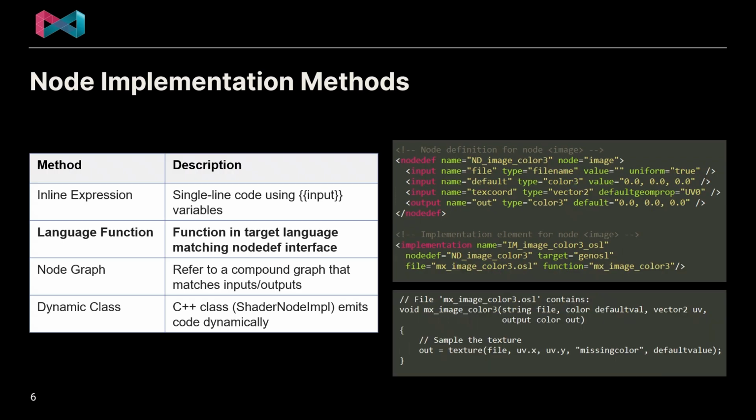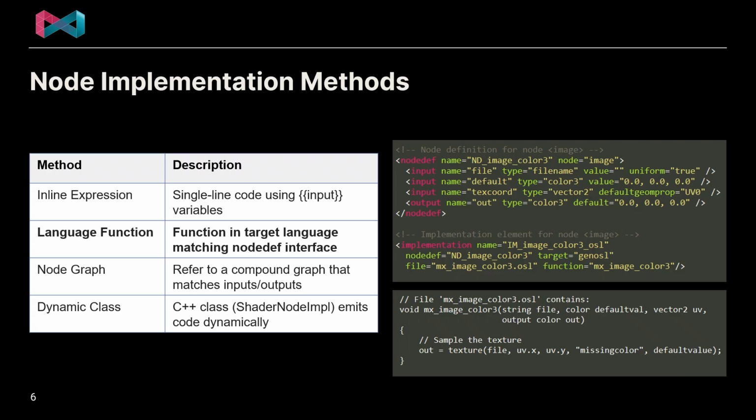If we need more than just a simple expression, we can write a function for the node's operation. On the implementation element, we then reference a file where this function is stored and the function name. The function itself is, of course, written in the target language, and the function signature needs to match the nodedef signature. So here's an example showing this for the color3 image node.